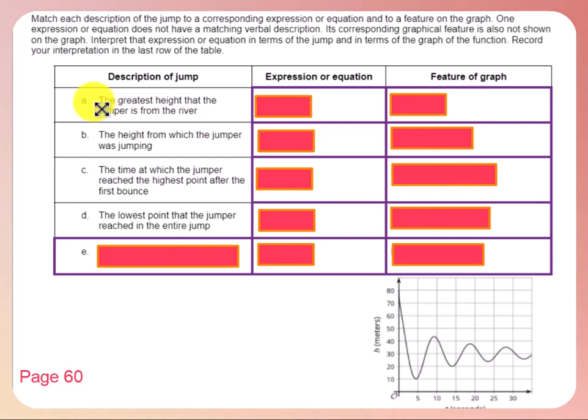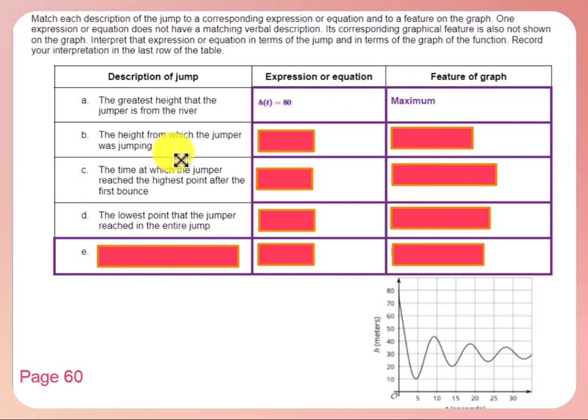Make sure that you are following along and writing in your book. The greatest height that the jumper is from the river. What expression or equation was that? The greatest height is h of t. H of t is going to be your y, your output. The feature of the graph is our maximum. Okay, know what that vocabulary word is.